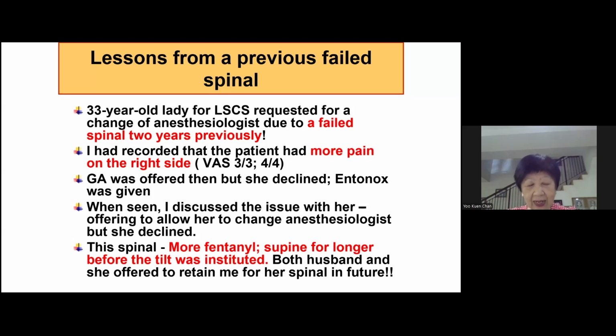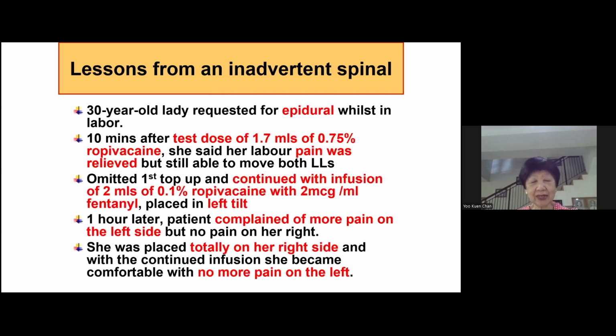So this time I decided, okay, more drugs, more fentanyl, and I would put her supine for longer before the tilt was instituted. In the end, it was a success, and I was so grateful that everything went well, and I knew what went wrong the last time, and I had corrected it. Both husband and wife offered to retain me for a spinal in future, but obviously I've dropped out of that particular scene.